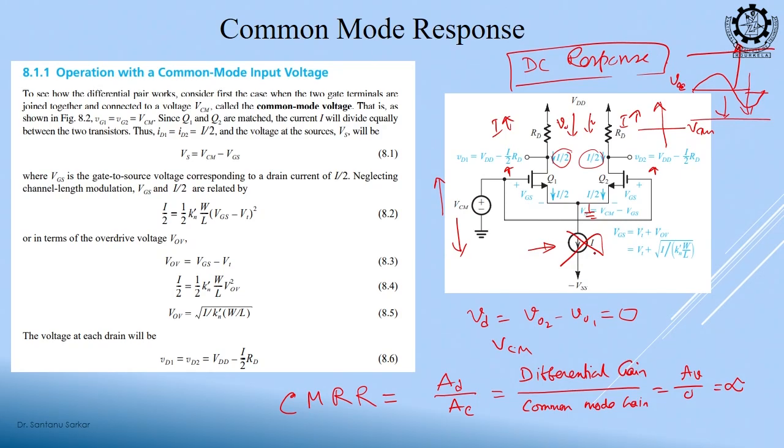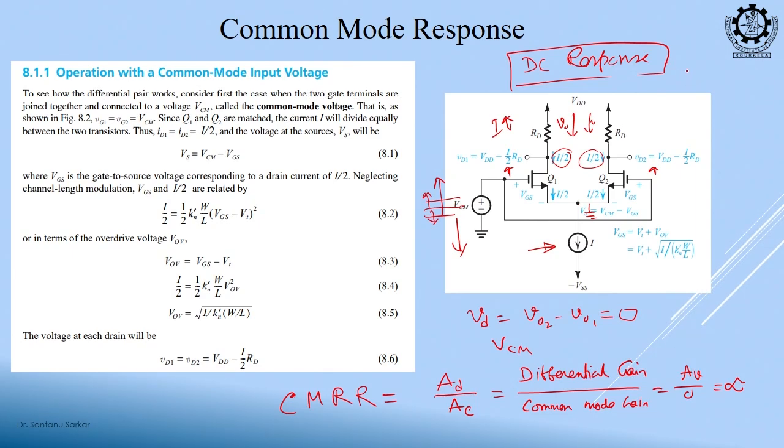Now, I have a current source. Now, suppose VCM even increases, the total current is constant. So, my I by 2 is fixed, it cannot change. So, even if my VCM is changing, my output voltage, the output common mode level, the output DC, cannot change. Clear? So, what is the advantage of using this current source? Is it clear or do you have any question?